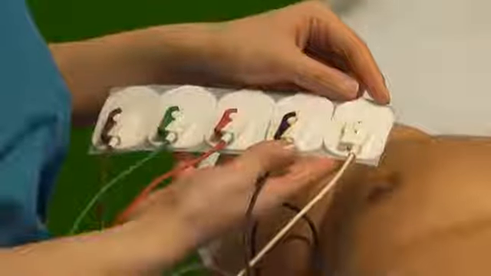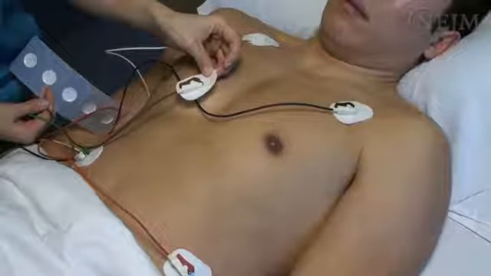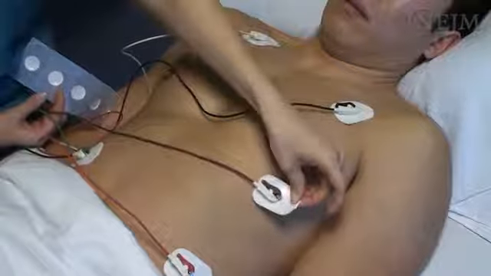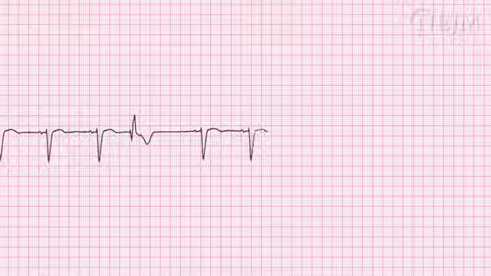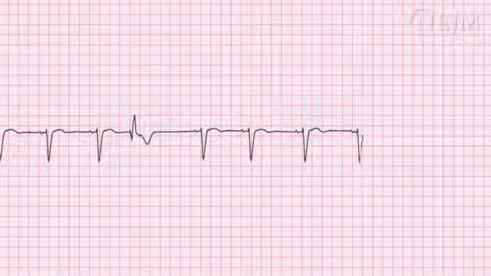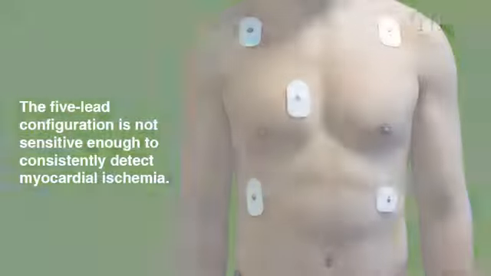The 5-lead configuration includes electrodes placed on the 4 limbs and 1 precordial electrode, either V1 or V5. This configuration allows for the recording of a true V1 lead, which is necessary for the accurate diagnosis of arrhythmias associated with a wide QRS complex, such as bundle branch blocks or ventricular pacing. Unfortunately, because of the lack of multiple precordial leads, the 5-lead configuration is not sensitive enough to consistently detect myocardial ischemia.